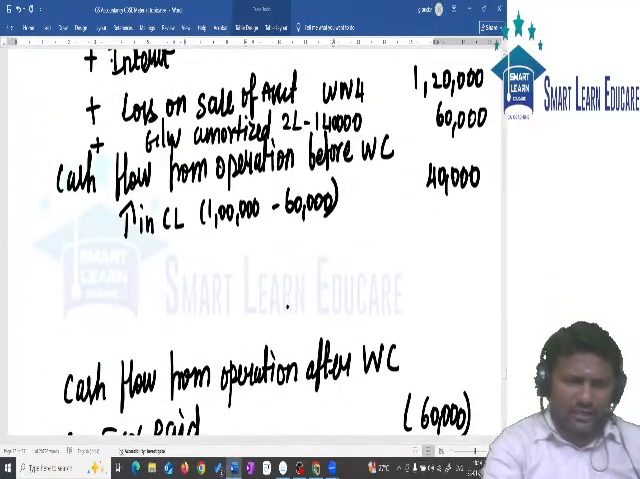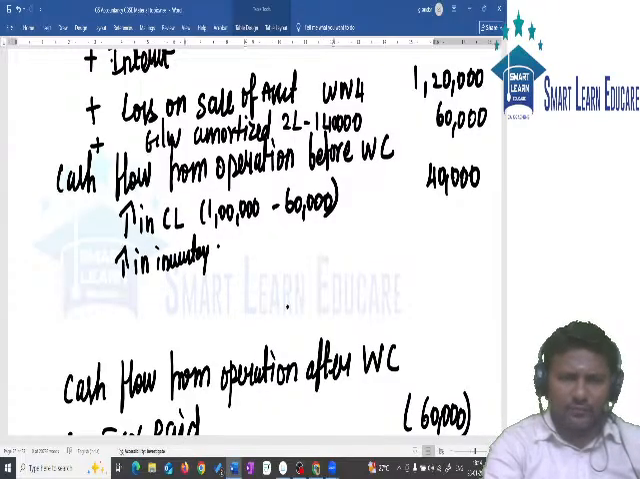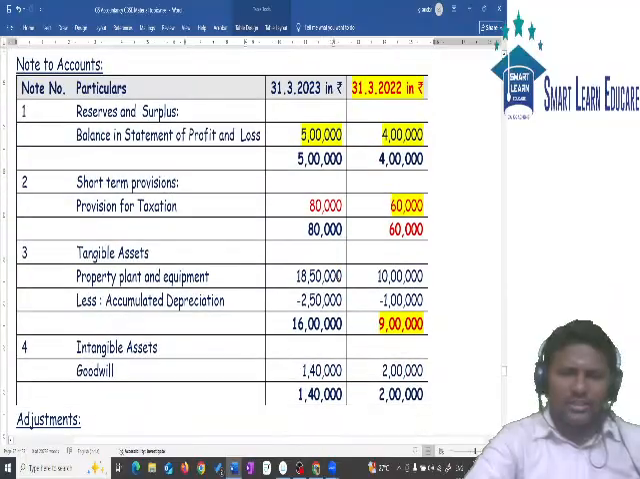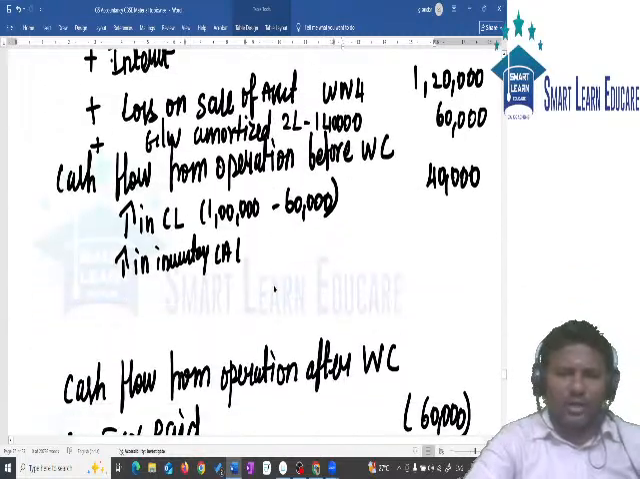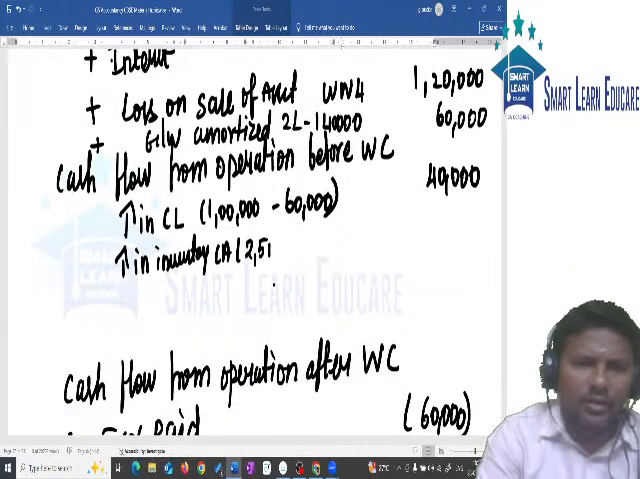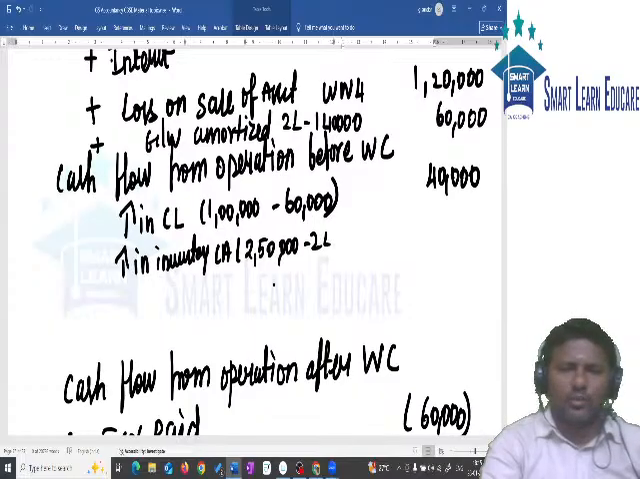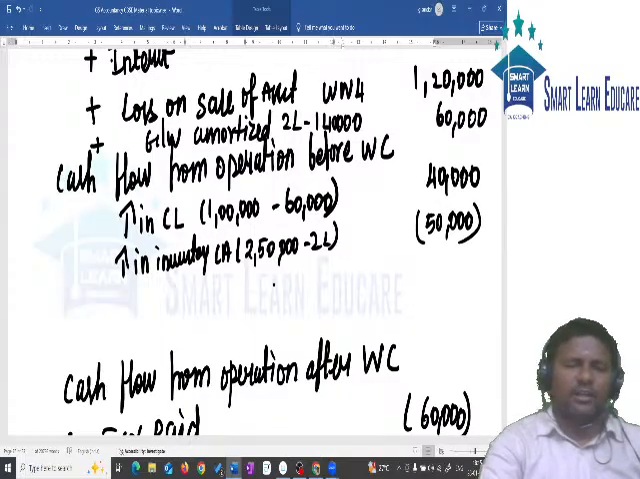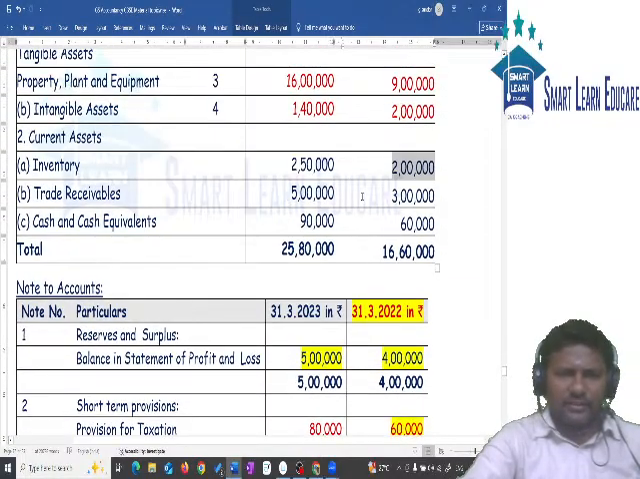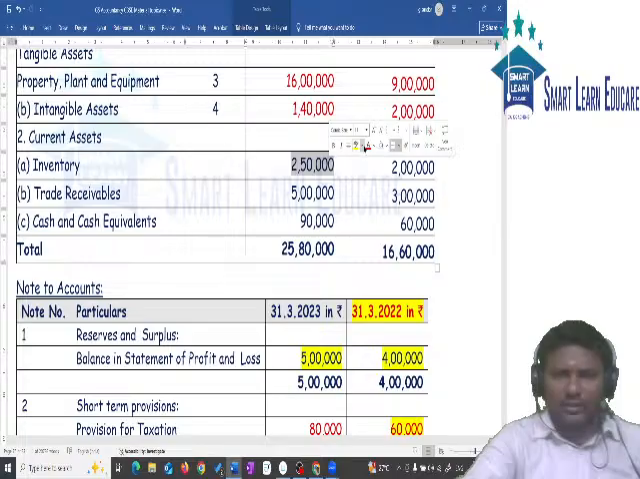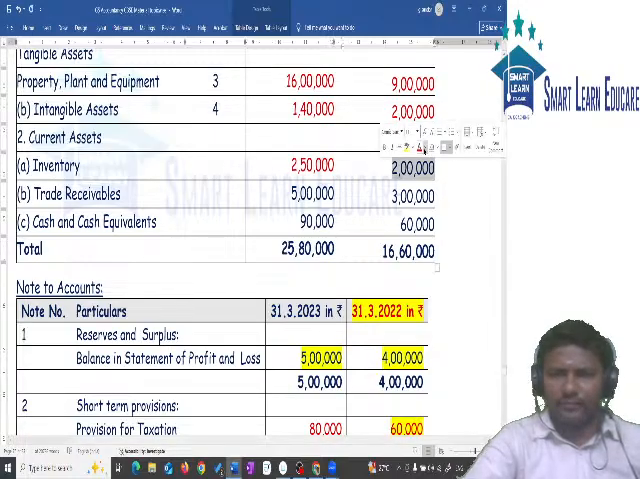Increase in inventory. Inventory is a current asset. Increase in inventory. How much increase? Increase எவ்வளோப்பா? 2 lakh has become 2 lakh 50. அப்ப increase is 50,000. 2 lakh 50,000 minus 2 lakh will give you increase, how much amount na? 50,000. But remember, increase in current asset should be treated as outflow. Next, so this is considered. This is also considered.